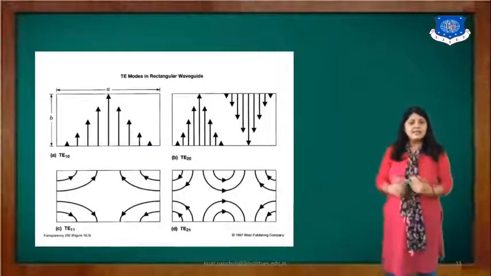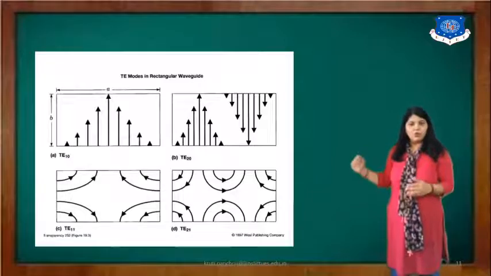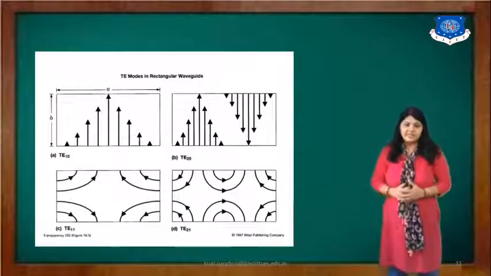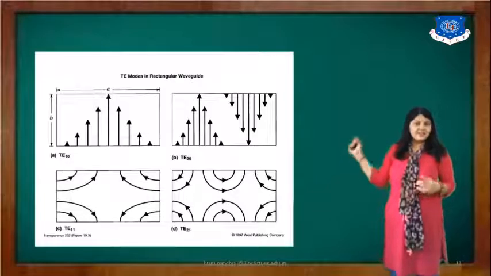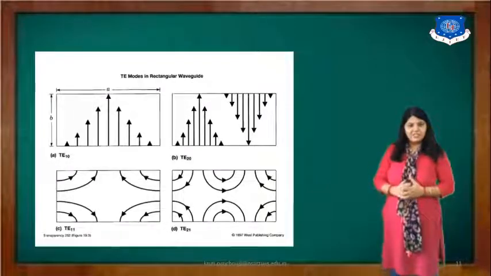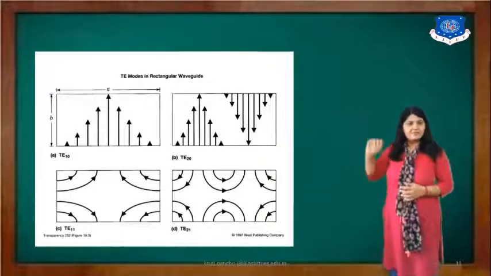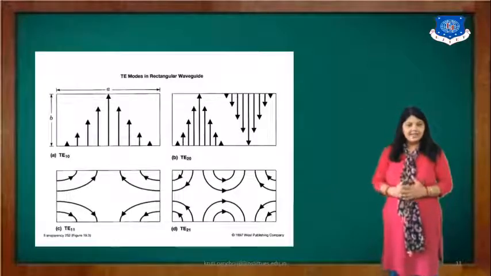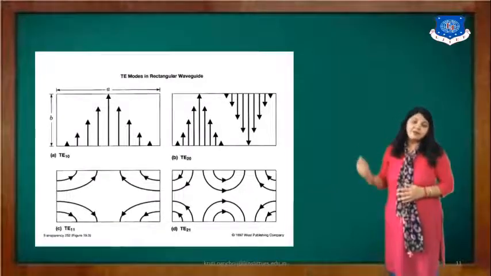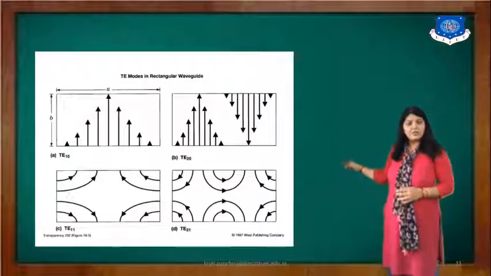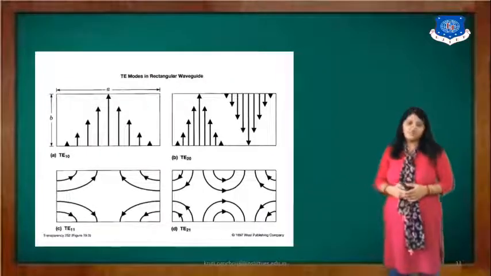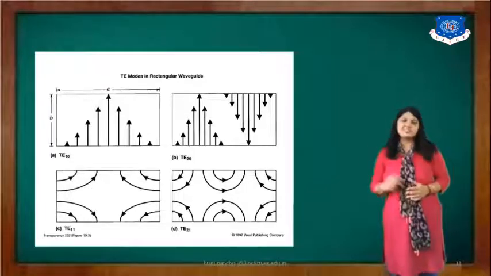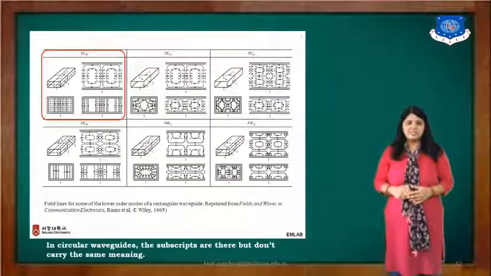This is another diagram of the TE mode in case of the rectangular waveguide. TE10: you can see how we are getting the half wave variation. In this diagram, TE20, how we are getting this. TE11 means in both dimensions you are getting half wave variation. So this is the diagram showing this.